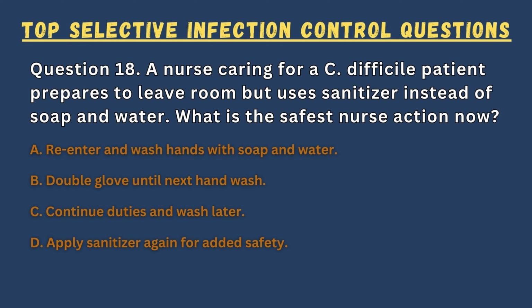Question 18. A nurse caring for a C. difficile patient prepares to leave room, but uses sanitizer instead of soap and water. What is the safest nurse action now? A. Re-enter and wash hands with soap and water. B. Double glove until next hand wash. C. Continue duties and wash later. D. Apply sanitizer again for added safety.